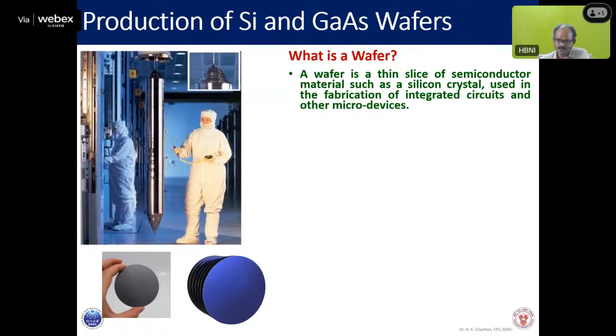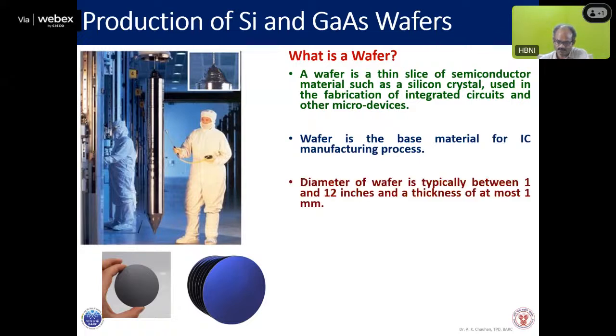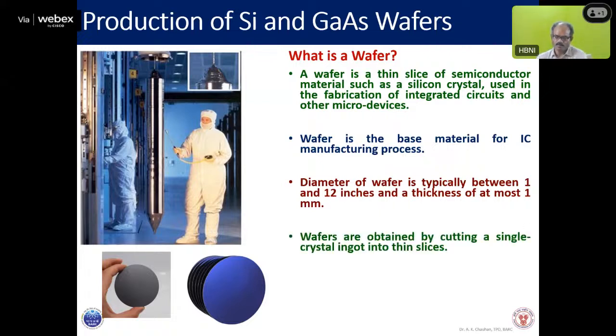Now, production of silicon and gallium arsenide wafers. First, let us see what a wafer is. A wafer is a thin slice of semiconducting material such as silicon crystals used in fabrication of integrated circuits and other micro devices. Wafer is the base material for IC manufacturing process. Diameter of a wafer is typically between 1 and 12 inches, and a thickness of nearly about 1 mm.